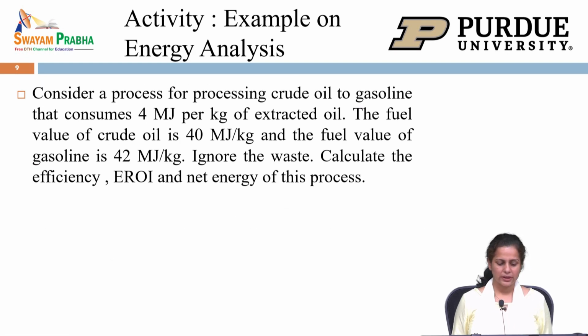So, let us do a quick activity now to calculate the metrics for the sustainability of the processes. Here you have a process that is processing crude oil to gasoline, and the process consumes 4 megajoules per kg of extracted oil. The fuel value of crude oil is 40 megajoule per kg, which is the feedstock, and the fuel value of gasoline is 42 megajoule per kg, which is the output product. Here I am asking you to ignore the waste. So, take time to calculate the efficiency, energy return of investment and net energy of this process, and the processing energy here is 4 megajoules per kg.